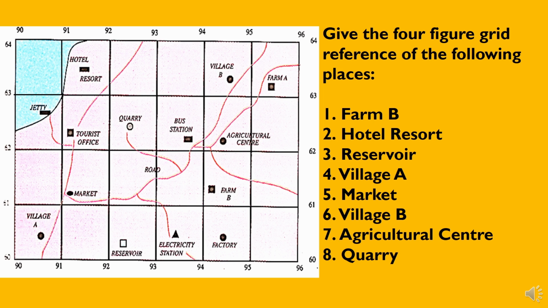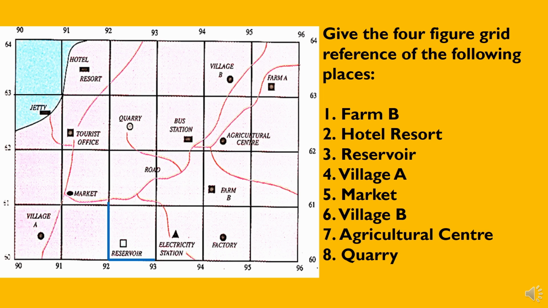The hotel resort is 9163 since it is immediately east of Easting 91 and immediately north of Northing 63. The next one is the reservoir. The reservoir is 9260. As you can see, the reservoir is located immediately east of Easting 92 and immediately north of Northing 60.